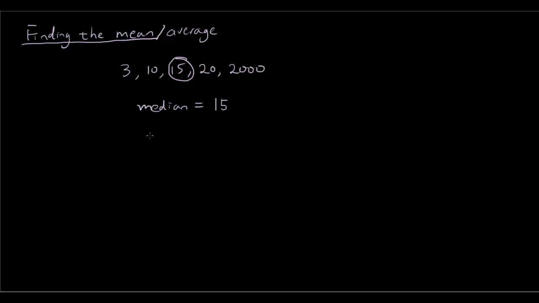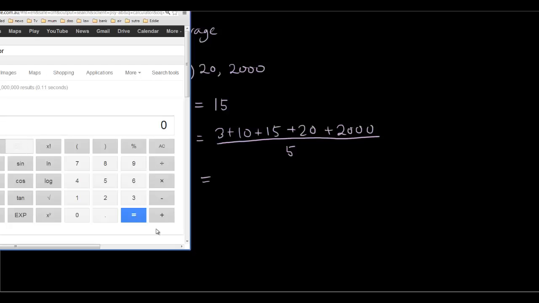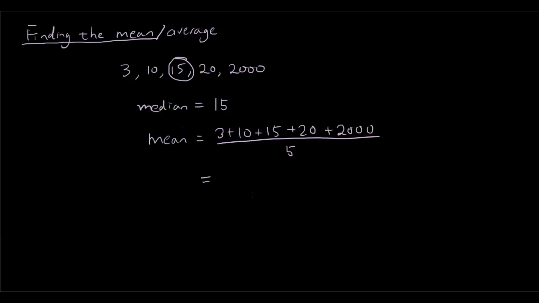Now we want to talk about finding the mean. To find the mean, you're going to add all the numbers together. So 3 plus 10 plus 15 plus 20 plus 2000. That's a very rich person with $2,000. Then we get the answer and divide it by 5. So putting that in the calculator, we have 3 plus 10 plus 15 plus 20 plus 2000. Make sure you press equals and then divide it by 5, and the answer is 409.6.